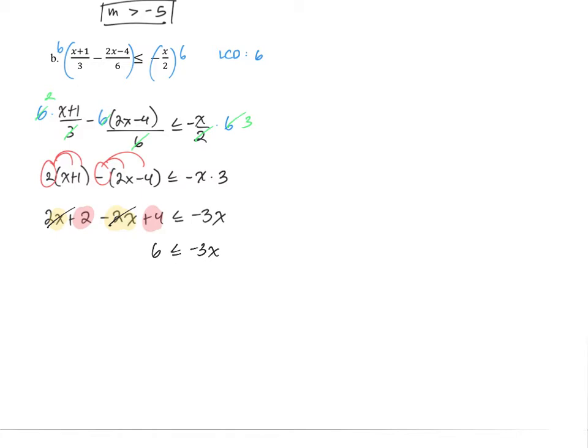Now solving for x, let's go ahead, we'll divide by the negative 3. Ooh, and when I do that, I need to change my sign on this step. I once again announce that because I will be checking this when I'm grading, so please make sure you do that. And then I have negative 2 is greater than or equal to x.